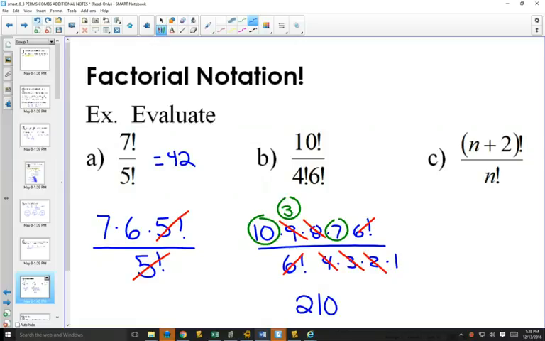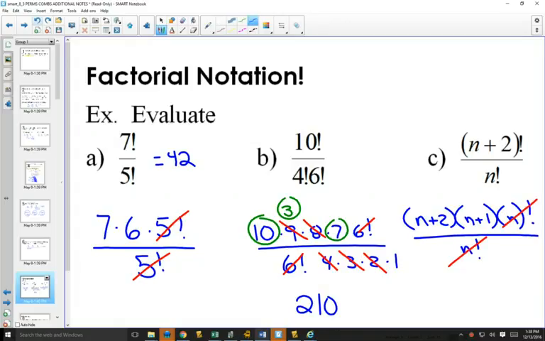Now, with variables, again, same idea. We have to find out which is the biggest. Is n plus 2 or n bigger? So we start expanding the bigger one, always subtracting by 1 each time until we get to the one on the bottom, because then we can cancel them out. So we're left with just n plus 2 times n plus 1.